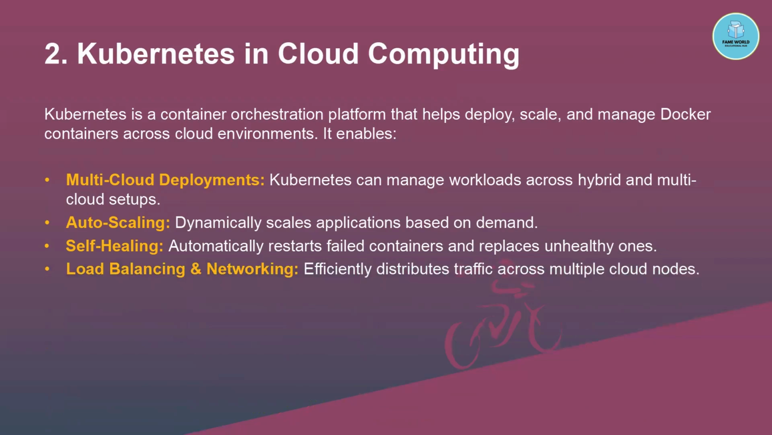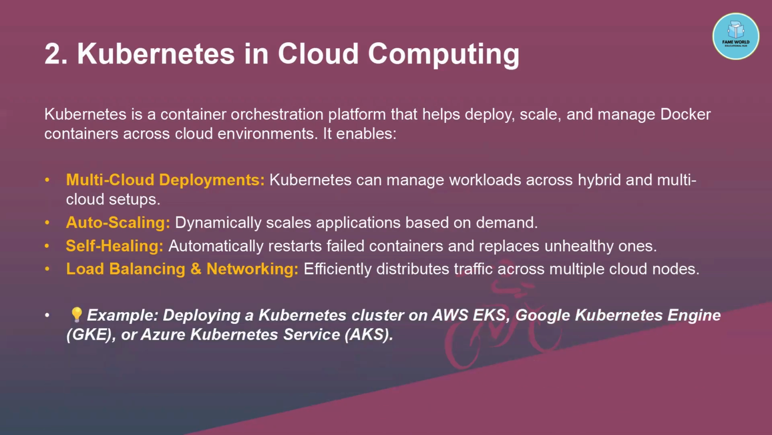Then load balancing and networking. It efficiently distributes traffic across multiple cloud nodes, because Kubernetes has containers in clusters, and they are connected node to node throughout the distributed network. Load balancing is easier because of the auto scaling. For example, deploying a Kubernetes cluster on AWS EKS or Google Kubernetes Engine, that is GKE, or in Microsoft Azure, Kubernetes services are also present, that is AKS.